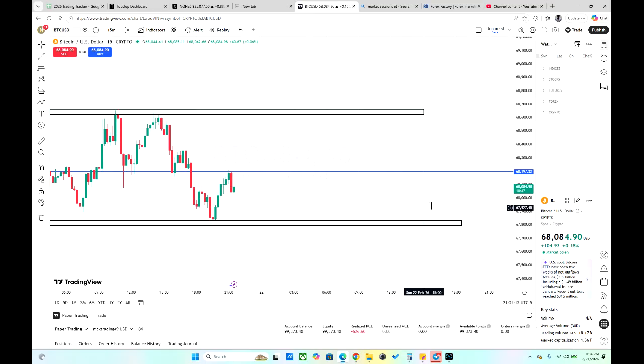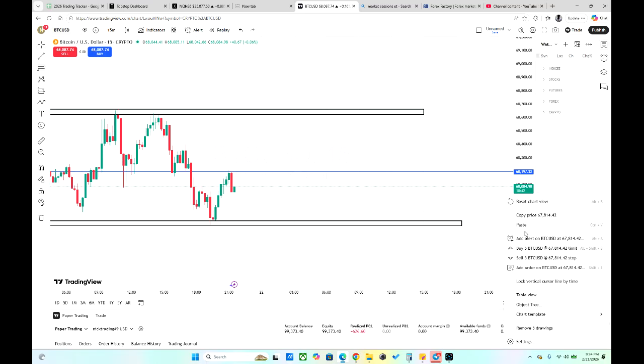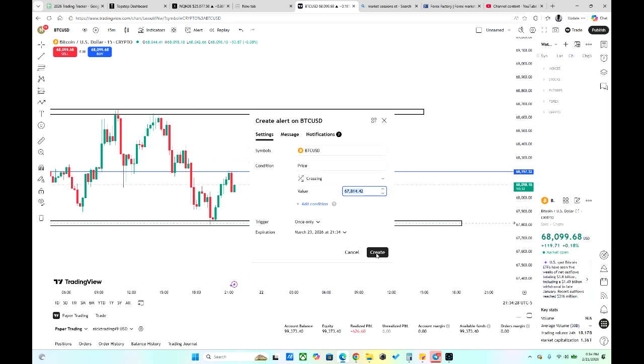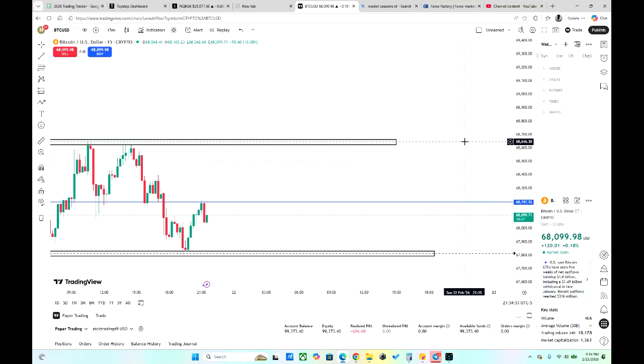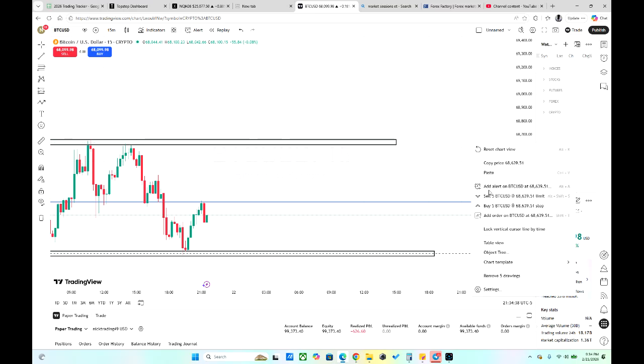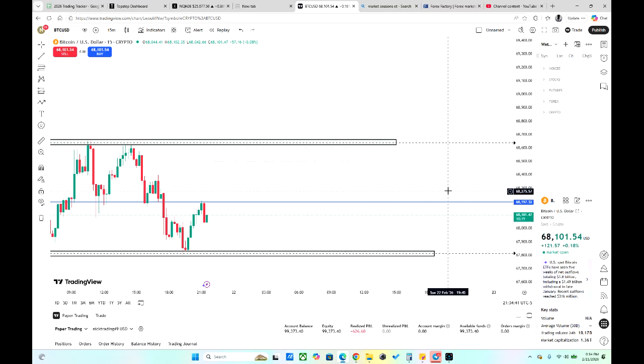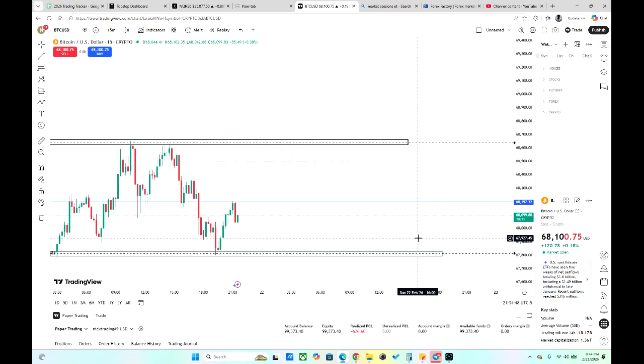Although you can just monitor it on TradingView. You can set alerts on it. You right-click, add alert, right here. So once price reaches the level there, it'll alert me. It'll send me a message. TradingView comes with this feature, and most other platforms don't have it. Otherwise you just have to watch it.